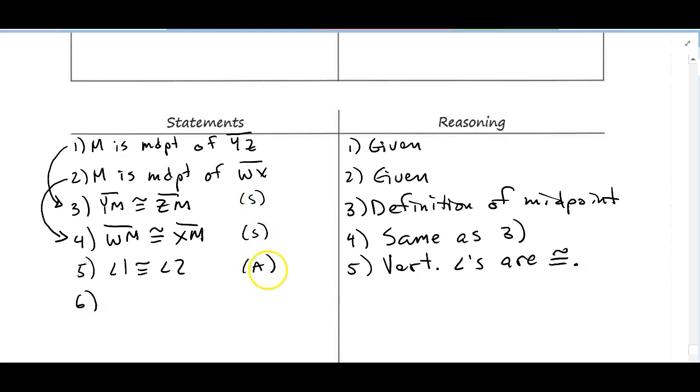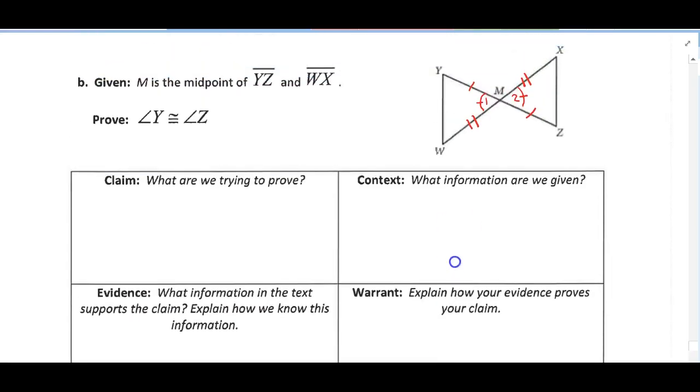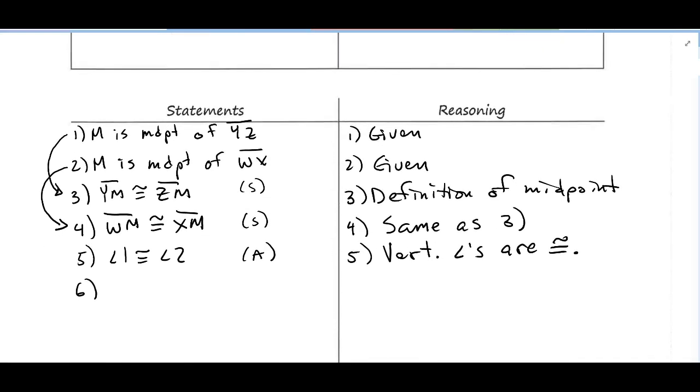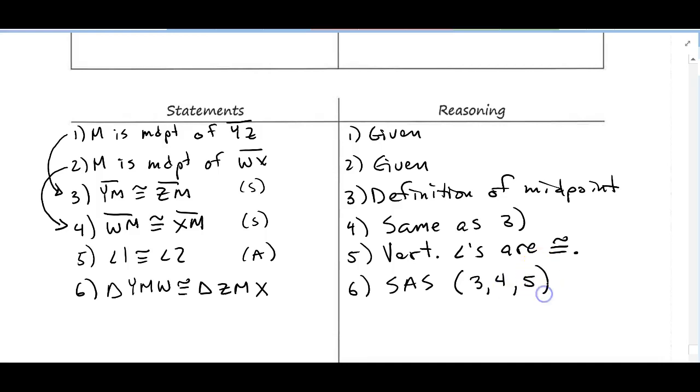That's a pair of angles. So we've got 3 pieces of information. I'm going to use my picture to help me figure out that the angle is right in between the two sides. The sides come together to form the angle, so we have side, angle, side. So I've got triangle YMW is congruent to triangle ZMX, and my reason again is side, angle, side, and my corresponding parts that I use to prove the triangles are congruent are from steps 3, 4, and 5.